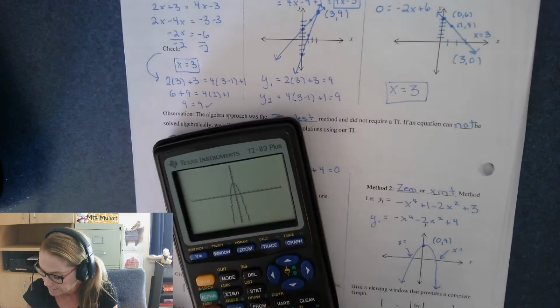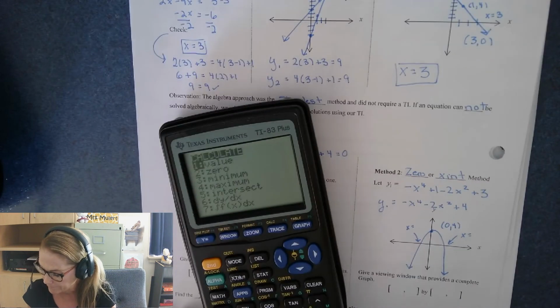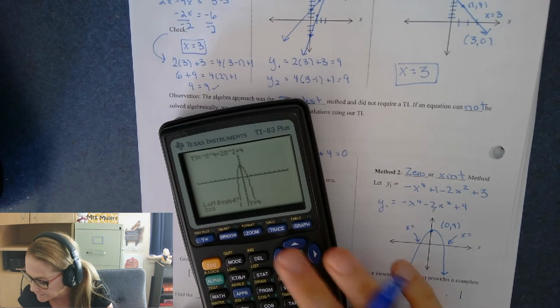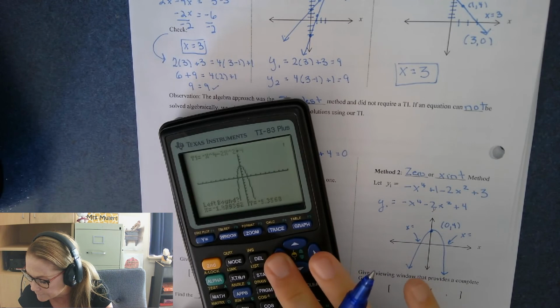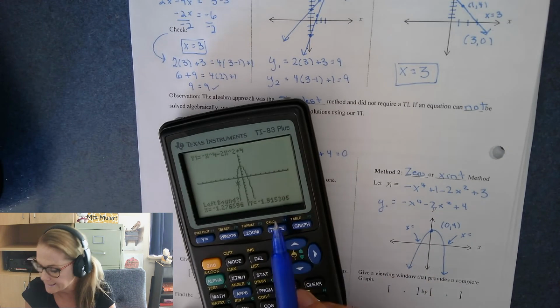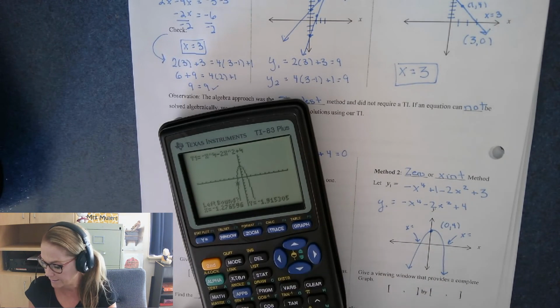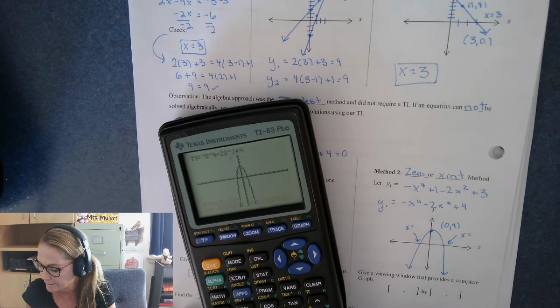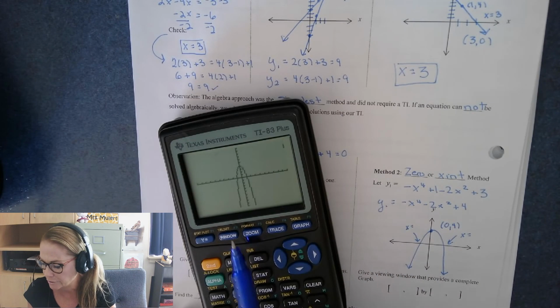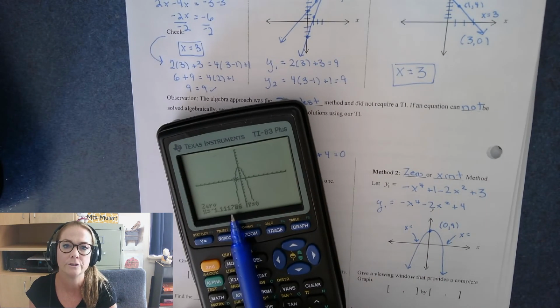So let's go second trace 0. Okay, and let's go a little bit to the left of this point of interest. I can tell I'm below by that negative, enter. Go above it, enter, and then just hit enter again, and we should get negative 1.112, which we did.